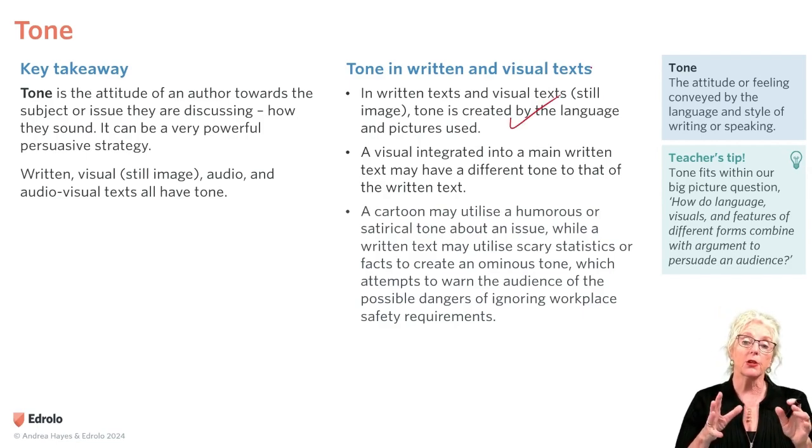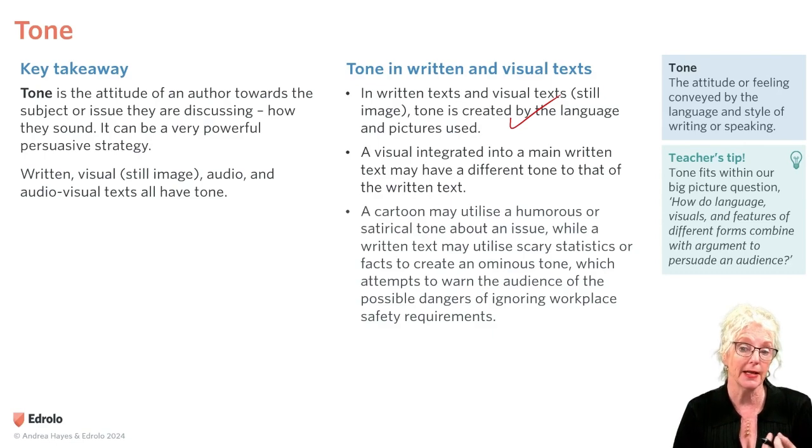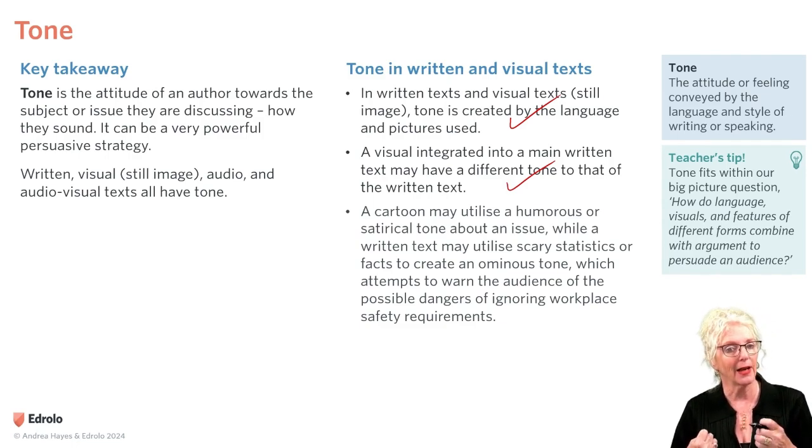A visual integrated or embedded into a main written text may have a different tone to that of the written text, so you need to be careful. It might not necessarily reinforce. A cartoon may utilise a humorous or satirical tone about an issue, while the written text may utilise scary statistics or facts to create an ominous or warning tone, which attempts to warn the audience of the possible dangers of ignoring workplace safety requirements.